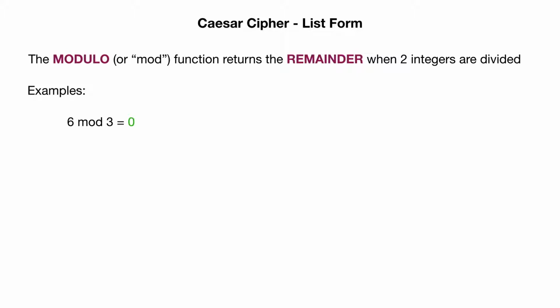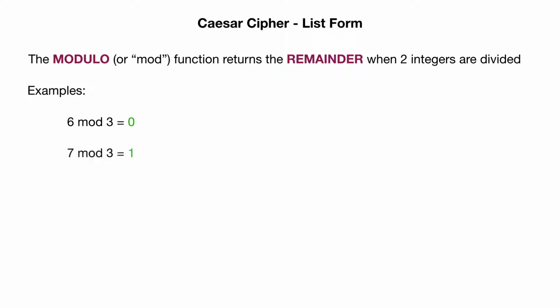Well, why is that? Well, you basically look at 6 divided by 3, or you can think of how many multiples of 3 are there in 6. And there are 2 multiples of 3 that make up 6. So I'm not going to have anything left over. It works perfectly. So that's a 0.